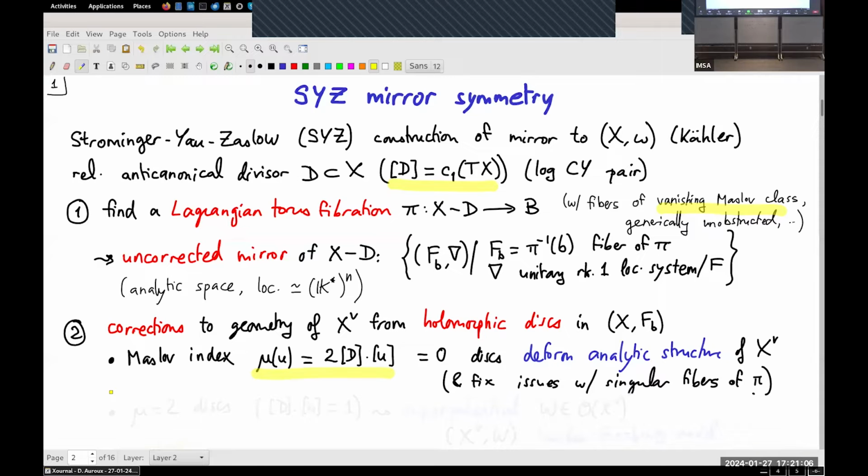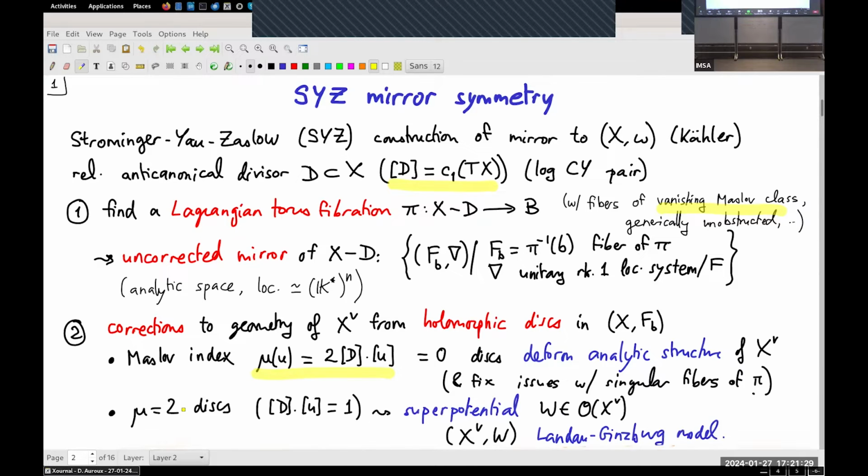Okay. And the good news is these corrections also fix issues with the singular fibers. Because walls of Maslov index 0 disks come out of these singularities, somehow once you incorporate them, there's no, well, I mean, there are issues, but the issues are kind of well understood and not problematic.